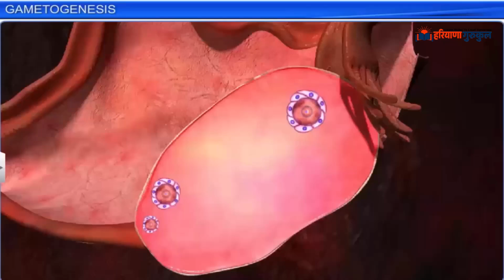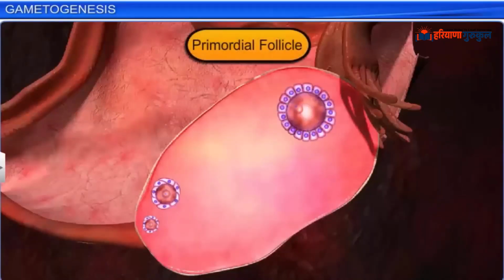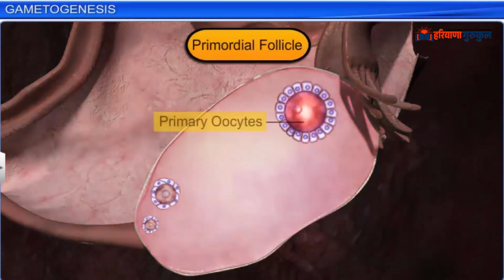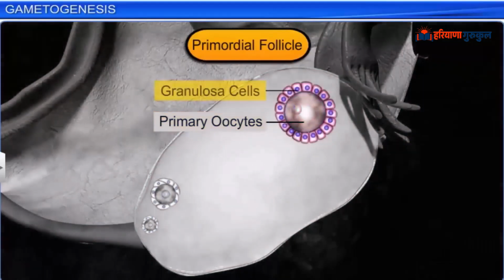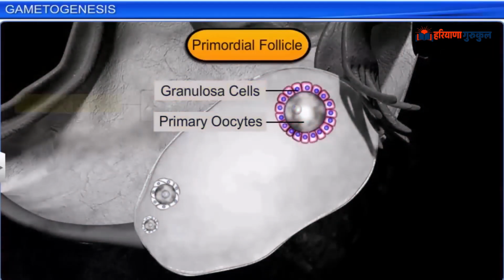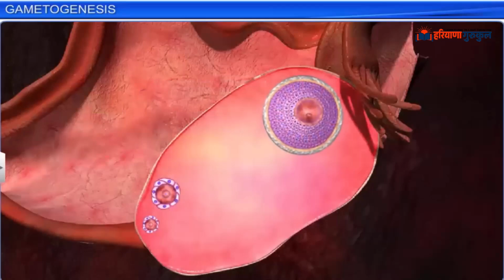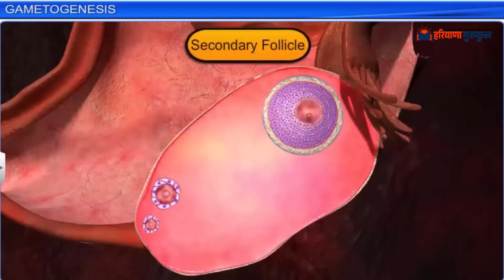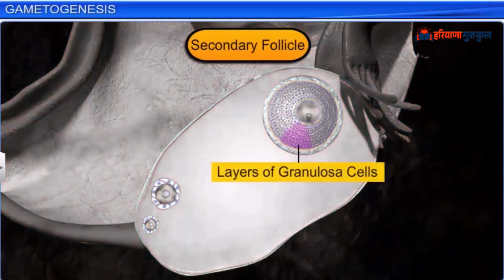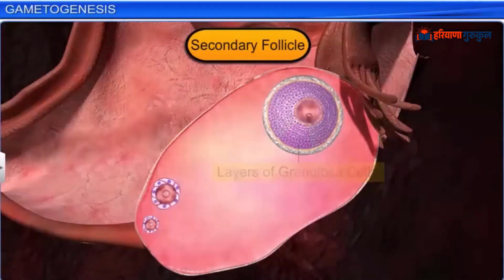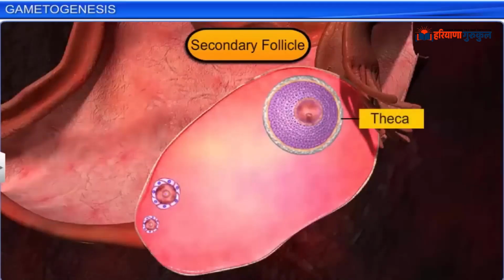Moreover, due to FSH, the squamous cells of the primordial follicle enlarge and become cuboidal. The dividing primary oocyte and the cuboidal granulosa cells now make up the primary follicle. The primary follicle is transformed into a secondary follicle when it enlarges and is surrounded by several layers of granulosa cells, which in turn are enveloped by a developing theca or capsule.